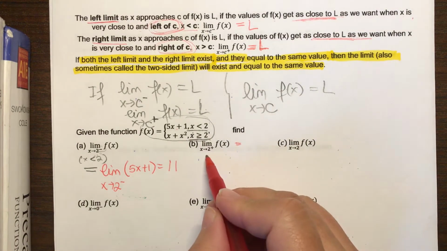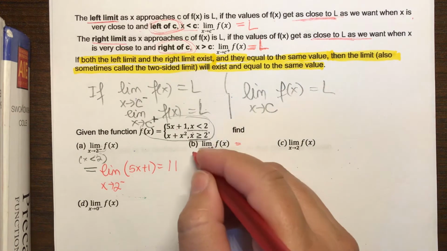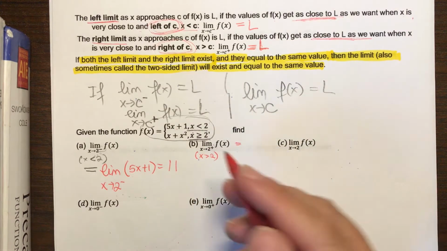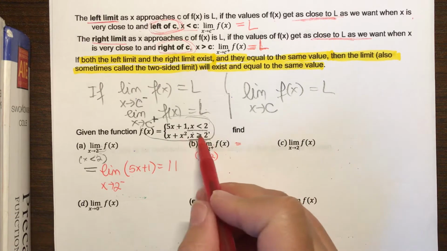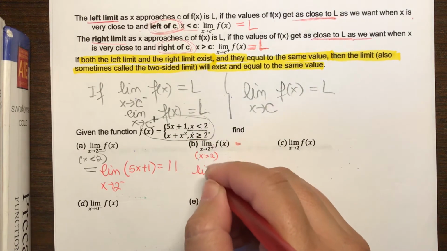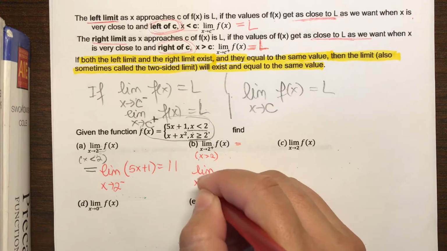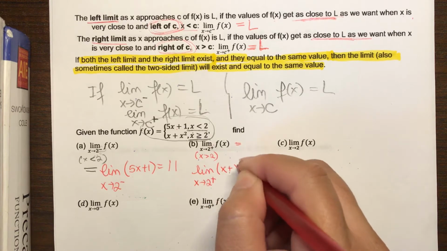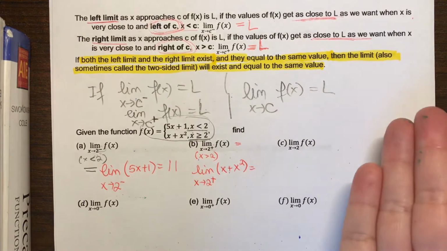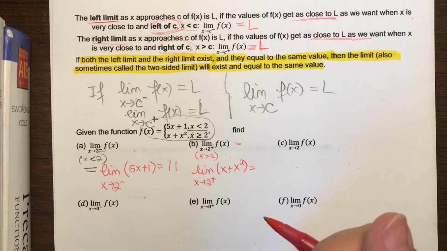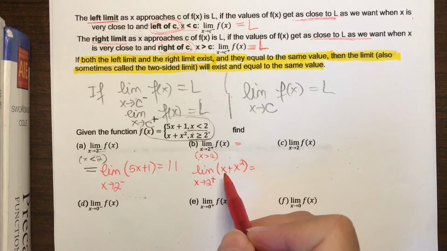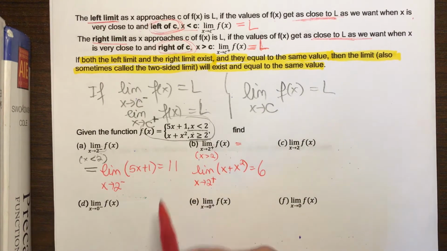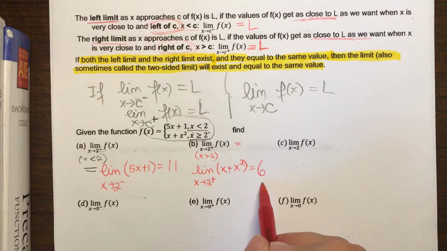What is the limit as x approaches 2 with a plus? 2 with a plus simply means that the x values have to be greater than 2, yes? If it's greater than 2, then this is the definition I'm supposed to use. So what's the limit as x approaches 2 from the right? I'm supposed to use x plus x squared, because that's what the function equals for larger values than 2. So 2 plus 4 is 6. The left-hand limit equals 11, and the right-hand limit equals 6.